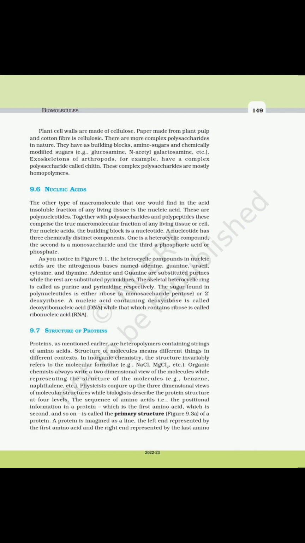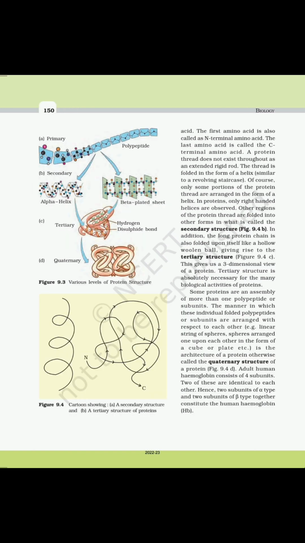The sequence of amino acids, i.e., the positional information in a protein, which is the first amino acid, which is second, and so on, is called the primary structure. Figure 9.3: a protein is imagined as a line, the left end represented by the first amino acid and the right end represented by the last amino acid. The first amino acid is also called the N-terminal amino acid. The last amino acid is called the C-terminal amino acid.